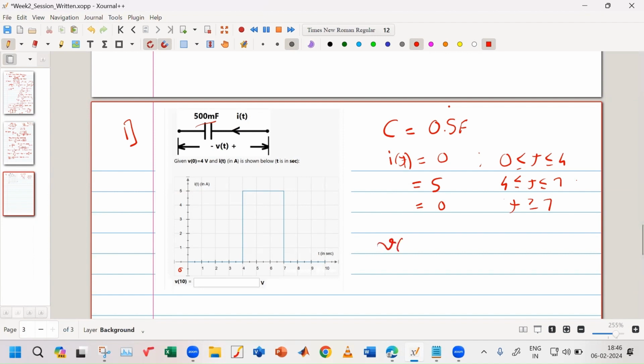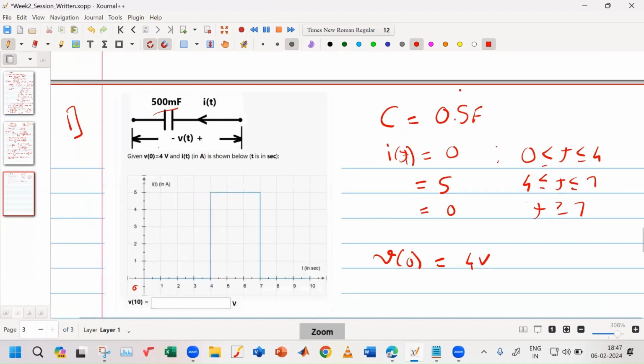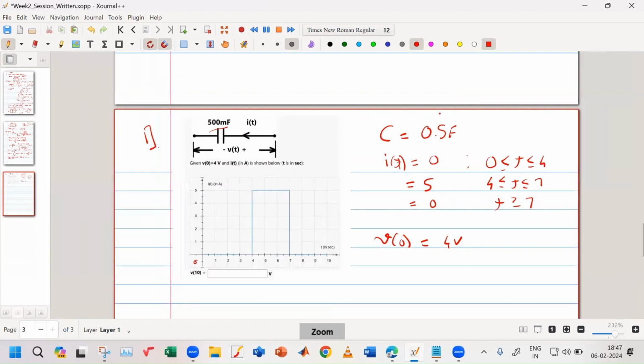I have one more piece of information: the voltage across the capacitor at 0 seconds is 4 volt. Minus 4 volt or 4 volt? It is written 4, so it is 4 volt. Now they have told us to find the voltage at 10 seconds. What is the voltage at 10? That is the question.